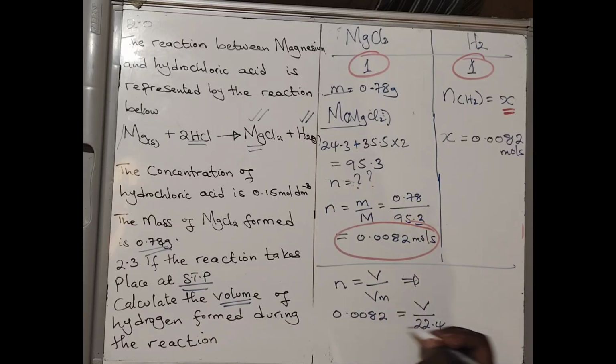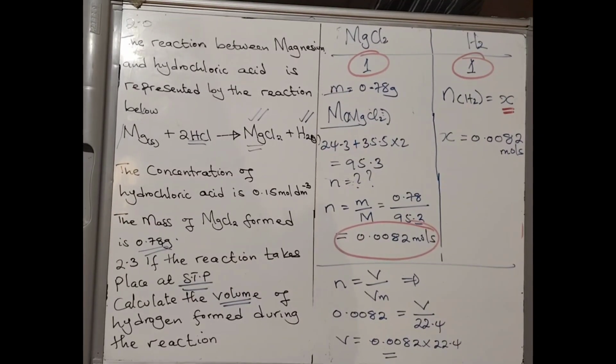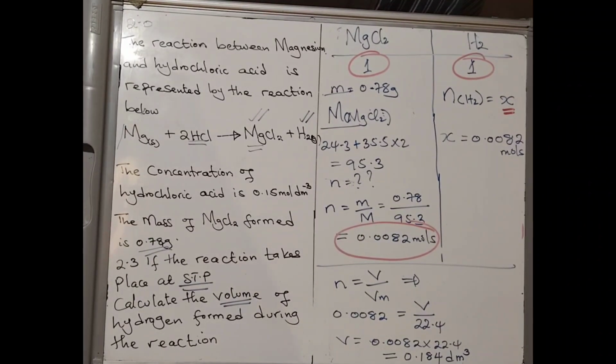So you get what you have here through cross multiplication. And what's going to be your answer? Your answer is going to be 0.0082 times 22.4, giving you the answer which you are going to get after computation. So there comes the answer. The volume is 0.184 cubic decimeter. Okay, so that marks the end of this question.